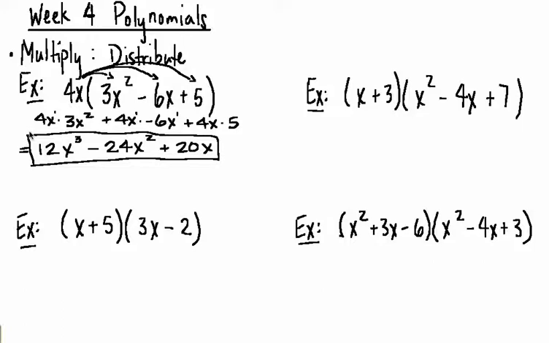Now we can look at a more complicated example such as x plus 5 times 3x minus 2, where we have a binomial times a binomial. But we can still use the concept of distributing. Only in this case we're going to distribute twice. We are going to take the x in the first parentheses, multiply by everything in the second parentheses, and that will look like x times 3x plus x times negative 2. But then we also need to distribute the 5 times everything in the second parentheses. That's 5 times 3x plus 5 times negative 2.